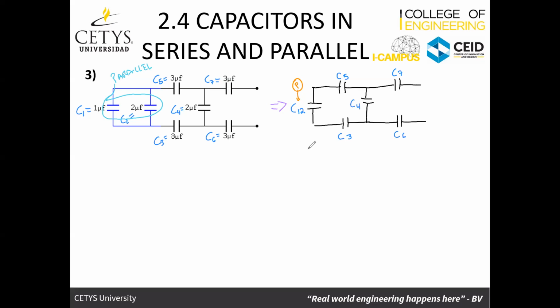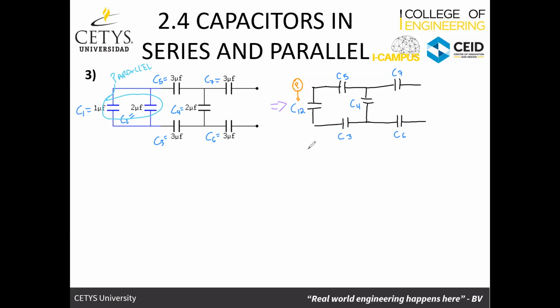Now, from this second version of the circuit, is there anything that I can clearly see that is in series or in parallel? Yes, C5 and C3. Which ones? C5, C12, and C3. Correct, Javier. These three: there's a closed path between these three, so the three of them are in series. Not with C4, because there's a branch here at C4. But these three are in series.